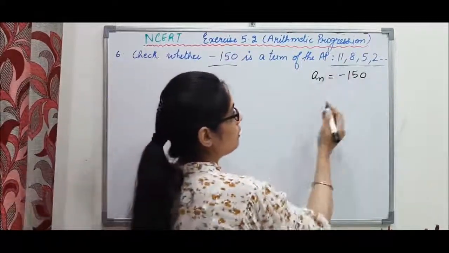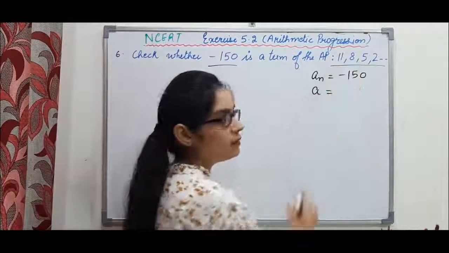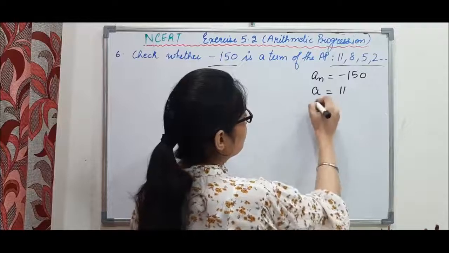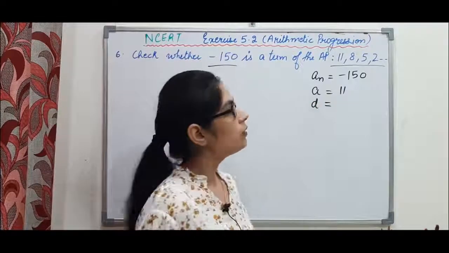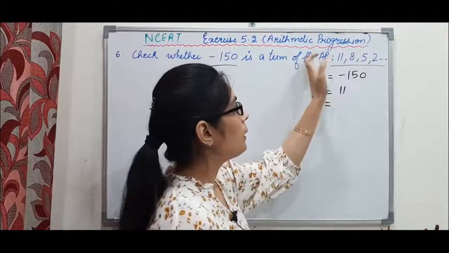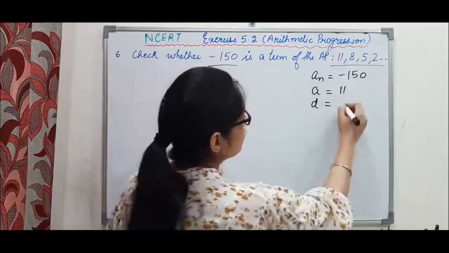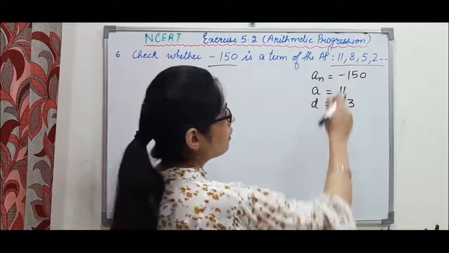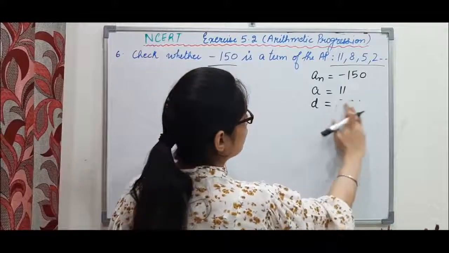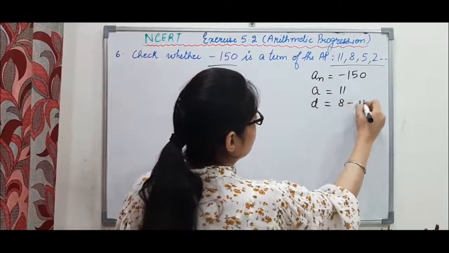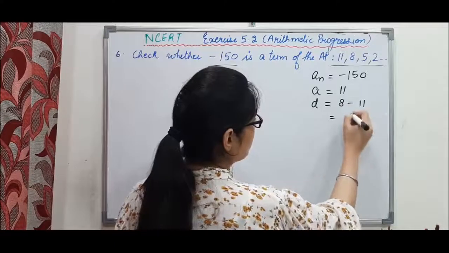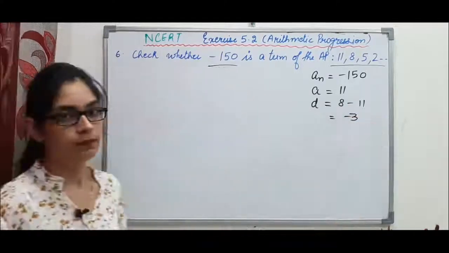From the given sequence we can find the value of a. First term is a, so a is equals to 11. D also we can find from the given sequence. Any successive term minus previous term, 8 minus 11 or 5 minus 8. So it is minus 3. 8 minus 11, so minus 3. I will write 8 minus 11. So 11 minus 8 is 3 with a minus sign.